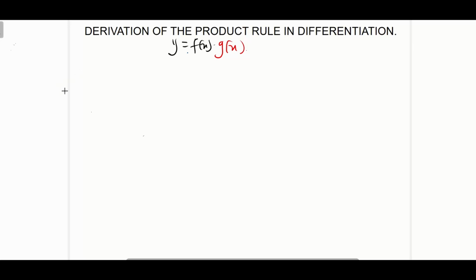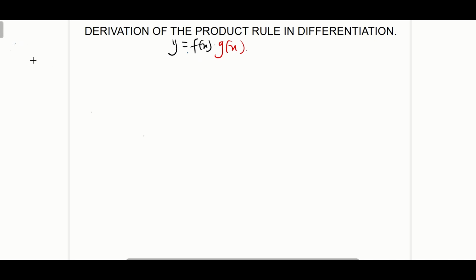Welcome to this lesson. Once again, we are still going to use the first principle method in differentiation to prove the product rule, or how functions that are multiplying each other can be differentiated. So follow me as we go into this proof.